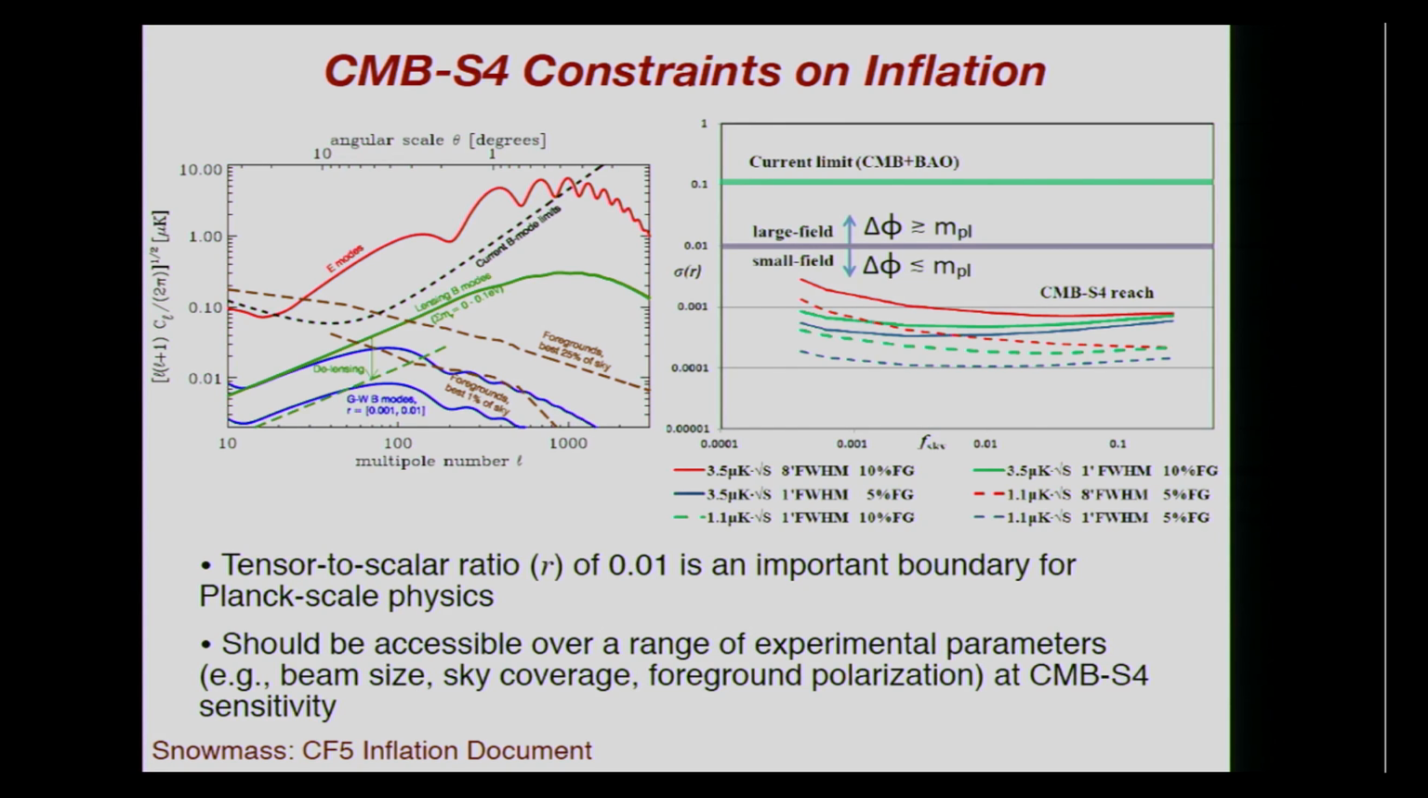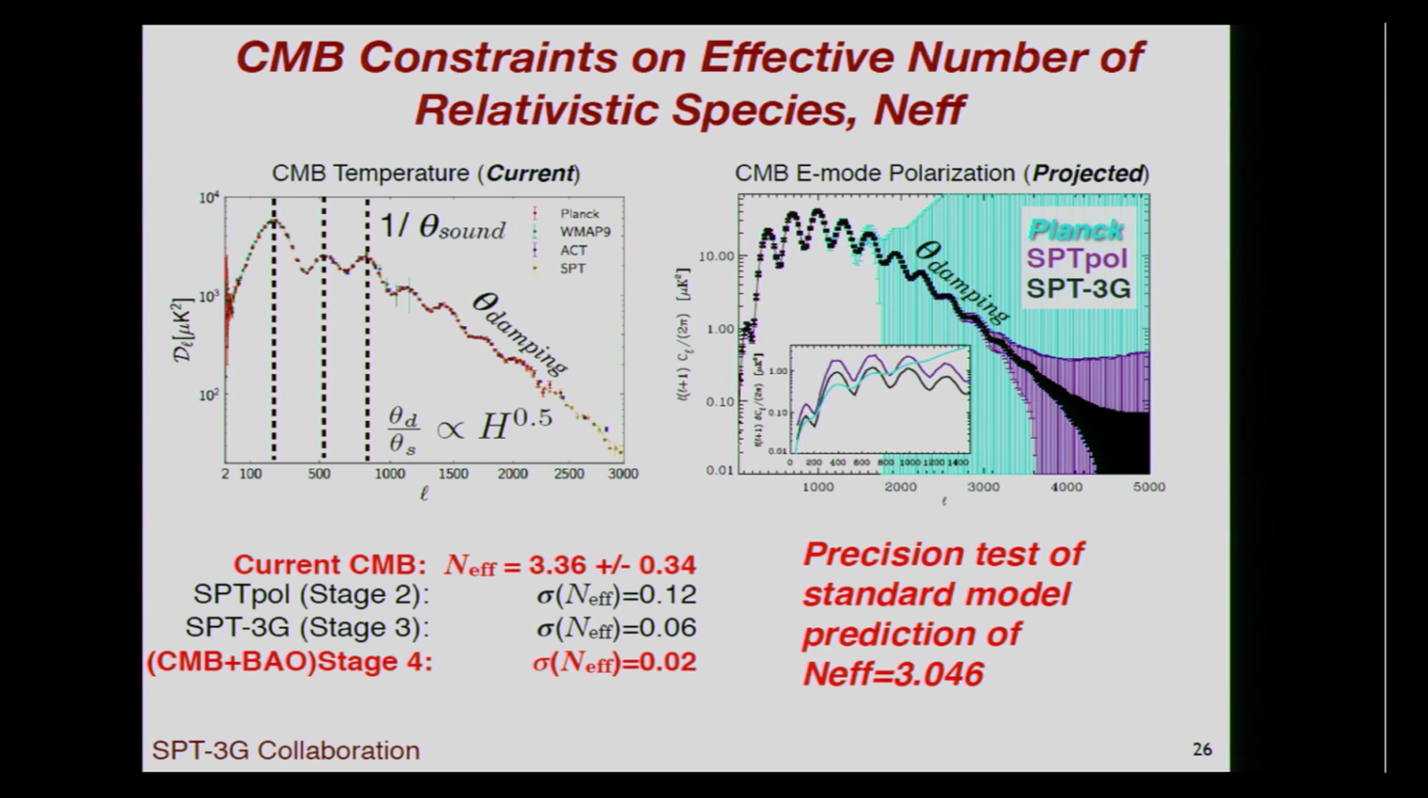But in several concepts that we considered, where we varied the beam size, the sensitivity, and sky coverage, you basically get down to the 1e-3 level with many different experimental configurations. So this level, where we might detect r of 0.01 at 5 sigma, is pretty achievable over many configurations of a CMB-S4 experiment. In addition, CMB-S4 can start to improve your neutrino constraints on the effective number of relativistic species in this large area survey.